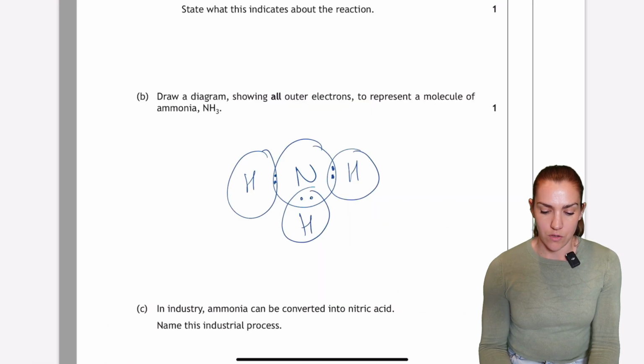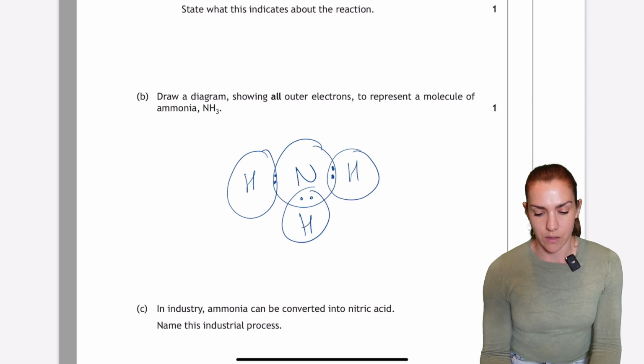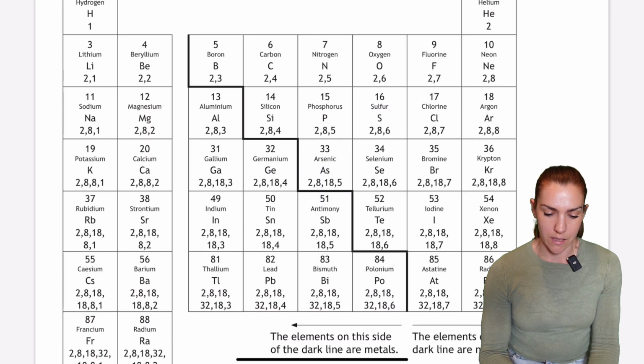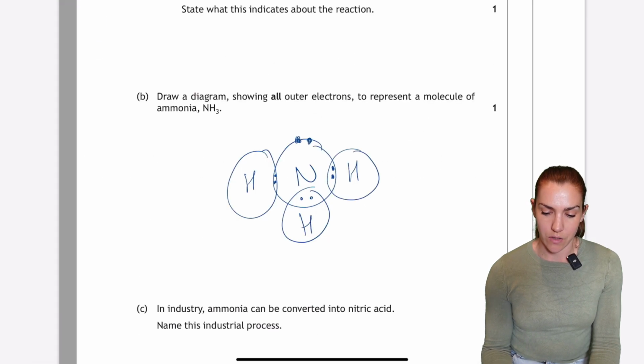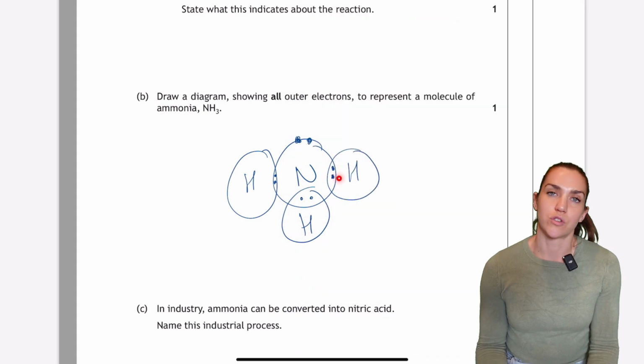So we've drawn 3 of its outer electrons in already, so that means it's got 2 left over, so we put them in as a pair. Hydrogen only has 1 outer electron, or 1 electron in total, so once you've drawn the 1 electron for hydrogen in the bond, there's no more to draw in for the hydrogen.